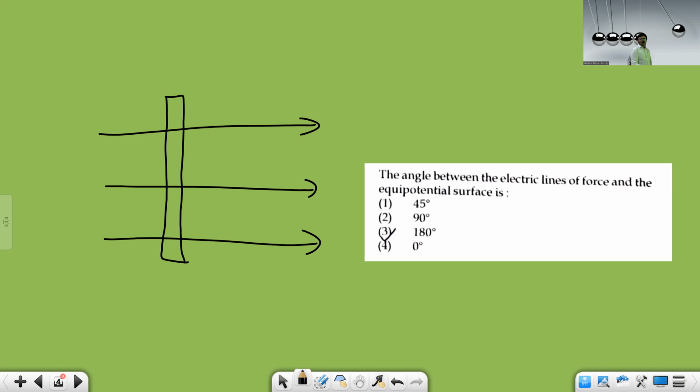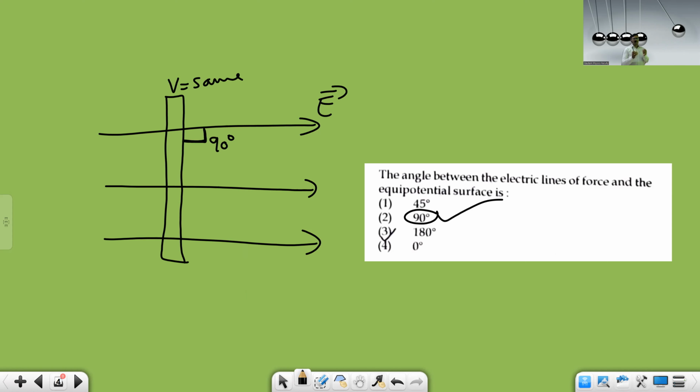If you take one perpendicular line anywhere, everywhere on that line the potential will be the same. Like that, I have taken one surface here. The electric field lines are normal to it. So everywhere on the equipotential surface, the potential remains the same. This is called an equipotential surface. Electric field lines and the equipotential surface must be perpendicular, so the answer is 90 degrees.